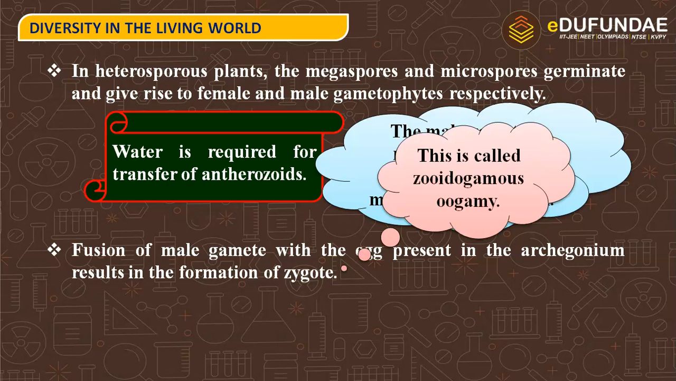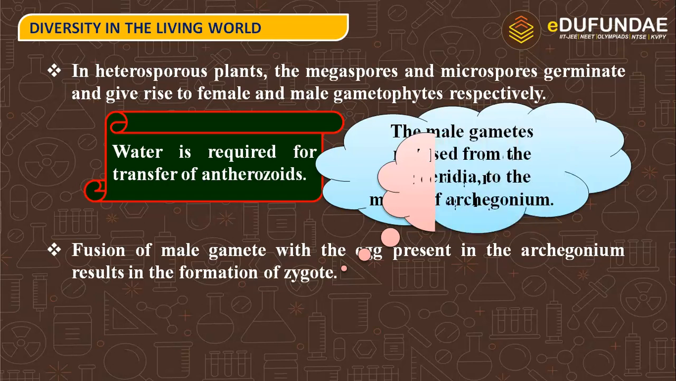This is called zooidogamous oogamy. Why am I calling it oogamy? As we discussed earlier, oogamy means there will be a female gamete that is large and non-motile. This is called zooidogamous oogamy. And why oogamy? Because the male gamete is motile and the female gamete is large and it cannot move. It is immotile in structure and hence oogamy.